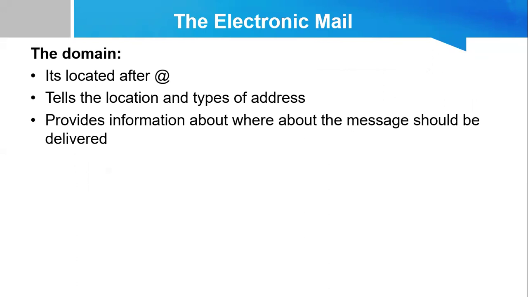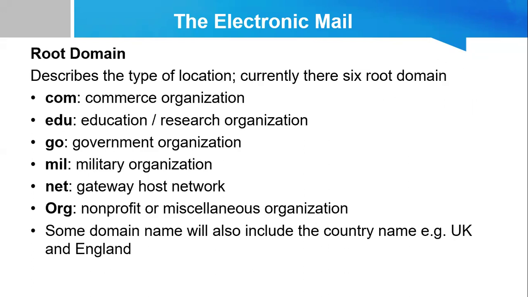The domain is located just after the at symbol. It tells the location and the type of the address. It also provides information about where the message should be delivered, while the root domain describes the type of location. Currently, there are mainly six root domains in the internet.